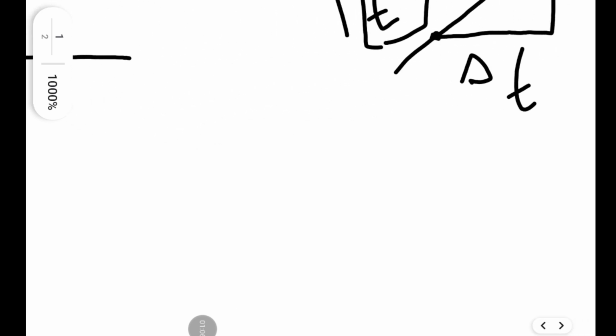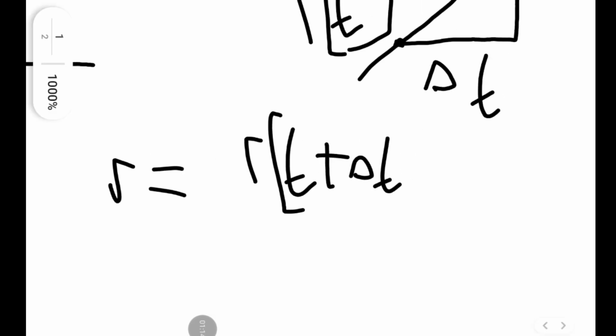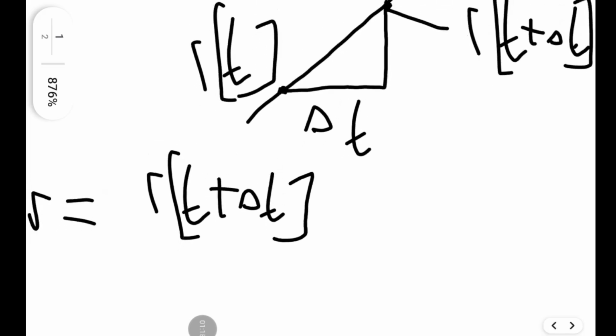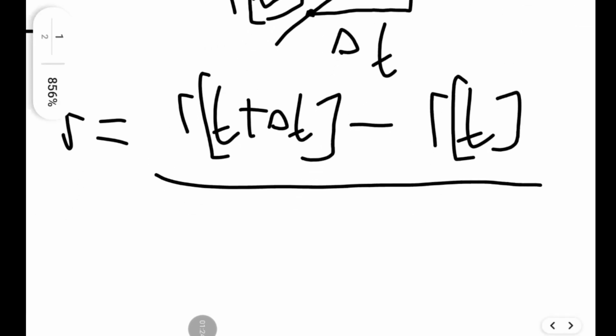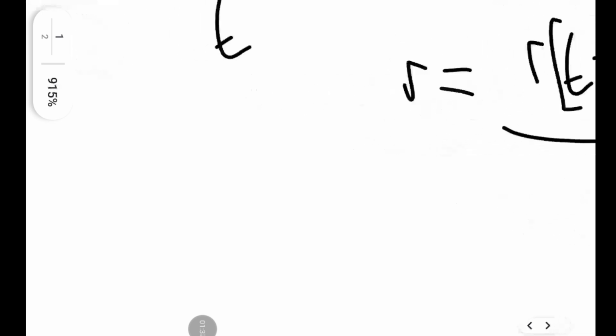So we can therefore write it as a gradient. So we know velocity is going to equal r of t plus change in time minus r of t, the simple gradient, the two y values, over change in time. So we know that to be true. So velocity is equal to that minus that over change in time.